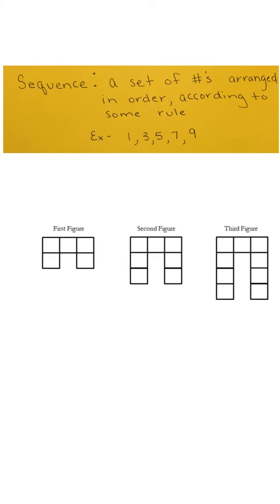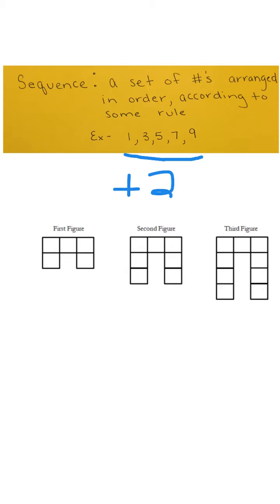So a sequence is a set of numbers arranged in order according to some rule. So for example, I have the sequence 1, 3, 5, 7, 9. If I look at it closely and examine it, I can see that the sequence is a pattern of increasing by 2 each time. So 1 plus 2 is 3, 3 plus 2 is 5, 5 plus 2 is 7, and 7 plus 2 is 9. So it's a sequence where plus 2 was my pattern.